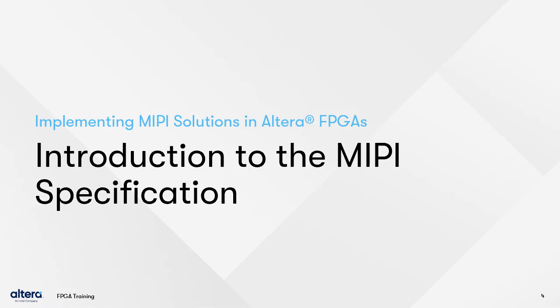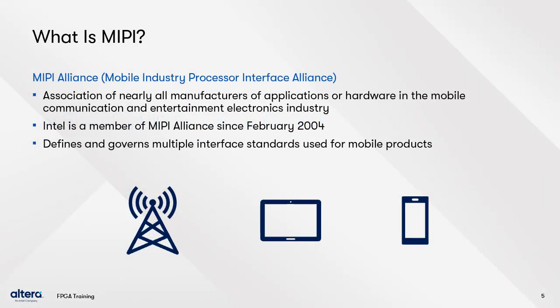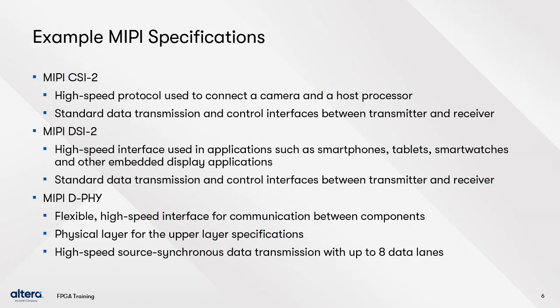So what is MIPI? MIPI stands for Mobile Industry Processor Interface Alliance. It's an association of nearly all manufacturers of applications or hardware in the mobile communication space, as well as the entertainment electronics industry. Its goal is to define and maintain the standards used for mobile products. Intel has been a member of the alliance since 2004. Within the MIPI standard are multiple specifications. This slide lists 3 of them, namely CSI2, DSI2, and D-PHY.